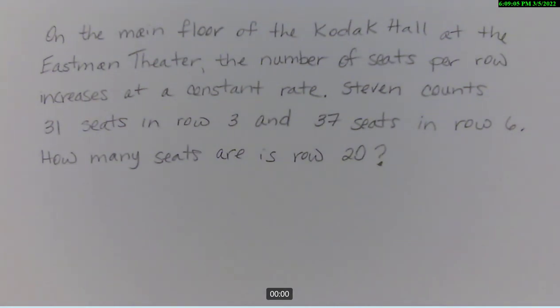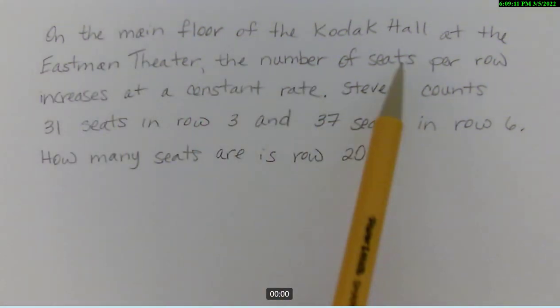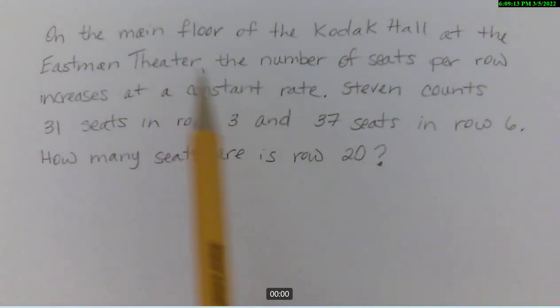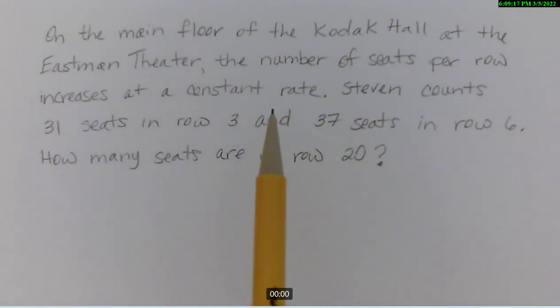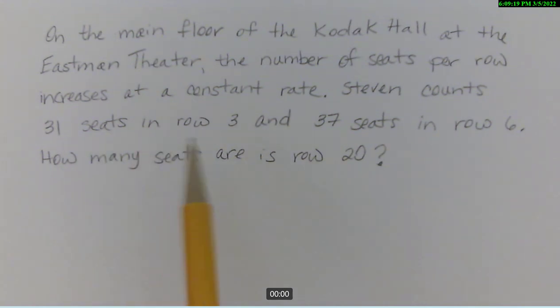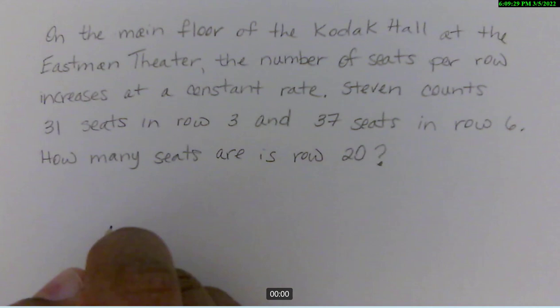Okay, another example will be something like this, where there's something missing. On the main floor of the Kodak Hall at the Eastman Theater, the number of seats per row increases at a constant rate. Stephen counts 31 seats in row 3 and 37 seats in row 6. How many seats are in row 20? Well, we got to take into account what we know.